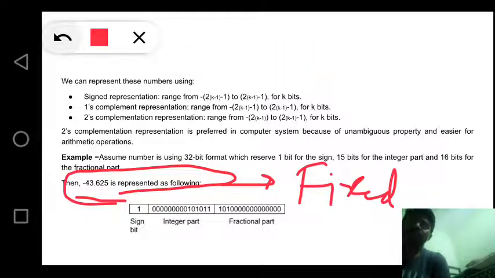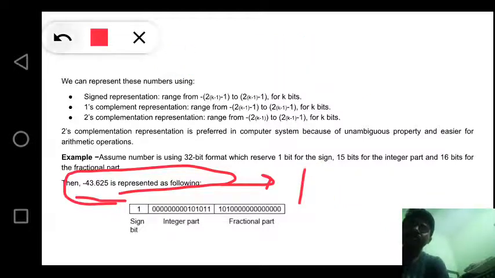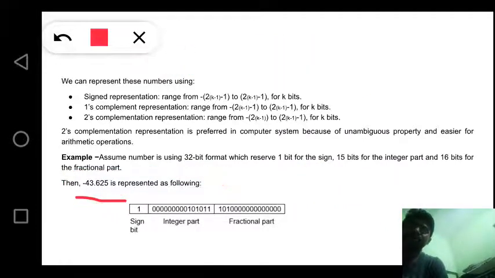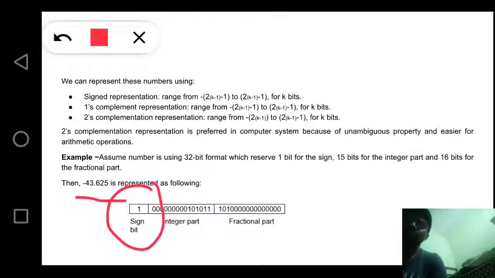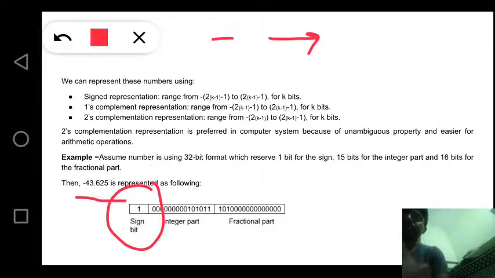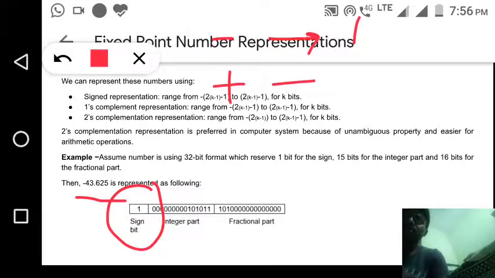Now we see how to represent this example, minus 43.625. First, it is a negative number, so the sign bit should be 1. Remember, negative is represented with 1, positive is represented with 0.